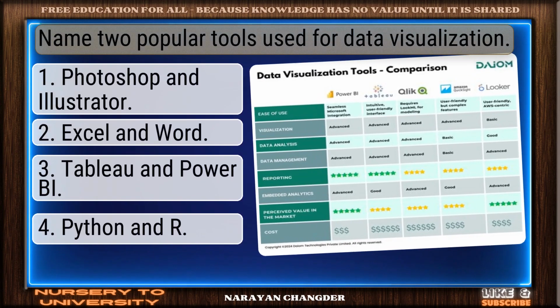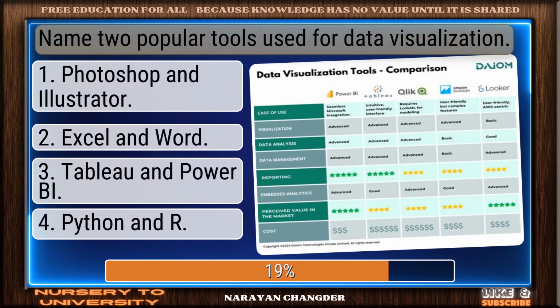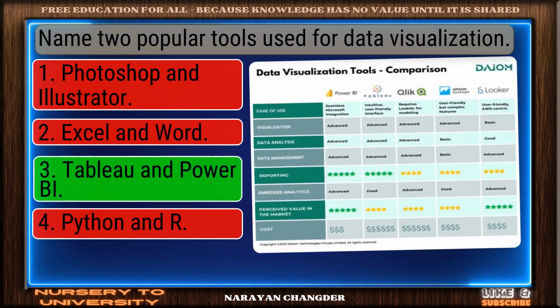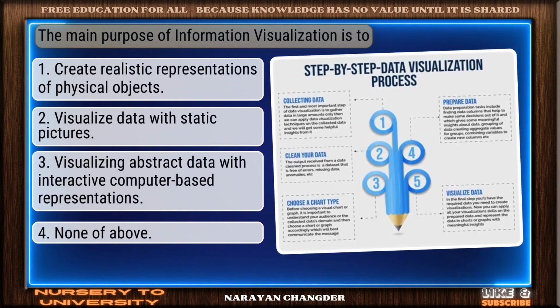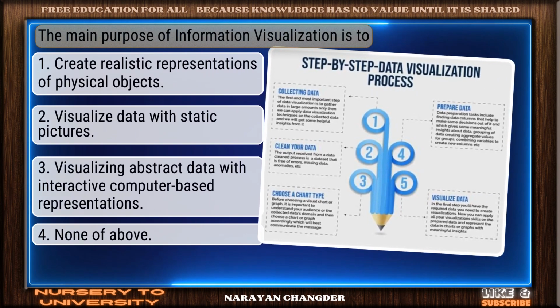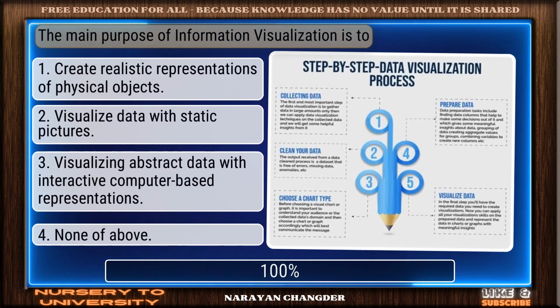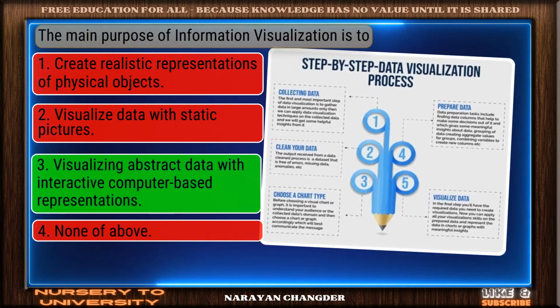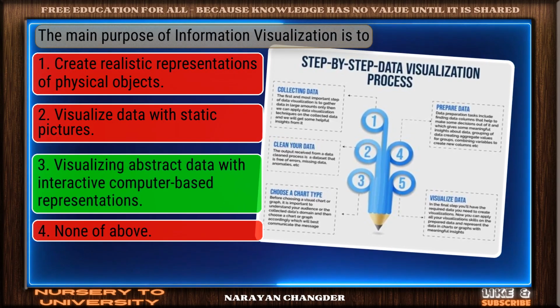Question number 7. Name 2 popular tools used for data visualization. You're right. Tableau and Power BI is the correct answer. Question number 8. The main purpose of information visualization is to. Nicely done. Visualizing abstract data with interactive computer-based representations is a solid answer.